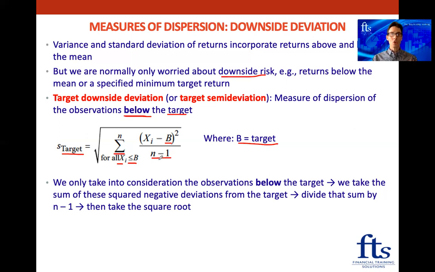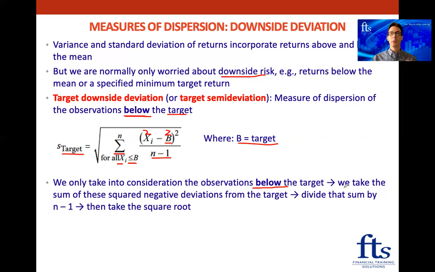Right. So as we were saying, we only take into consideration the observations that are below the target. As I was saying, we don't have to worry about observations that are equal to the target, because let's say our target is 2, and we've got an observation that is also 2. Well, 2 minus 2 is 0. 0 squared is 0, so it's not going to have an effect. So if it's equal, we don't have to worry about it. We only have to worry about observations that are below our target.